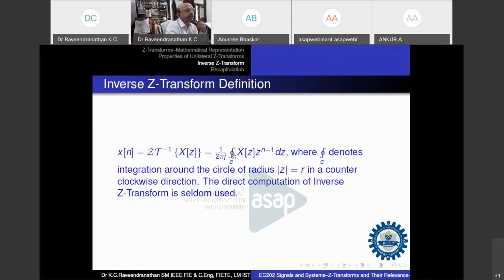X of z, it's a contour integration. X of z into z raised to n minus 1 dz, where the closed integral denotes integration around the circle of radius, absolute value of z is equal to r, in a counterclockwise direction. The direct computation of inverse Z transform is seldom used. This is a direct computation, but it is seldom used. Unless you can calculate this integral, it will be difficult to get back the original sequence.